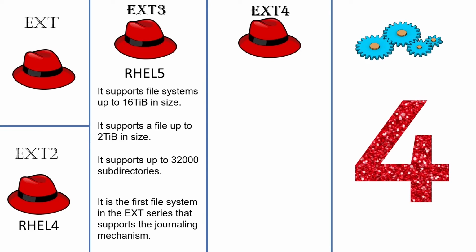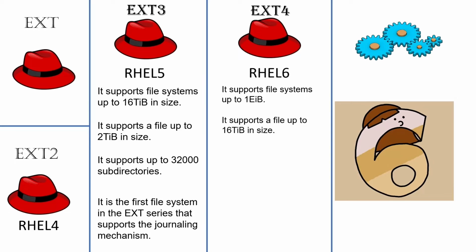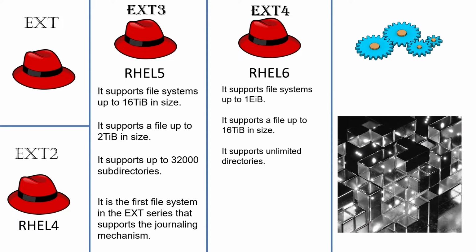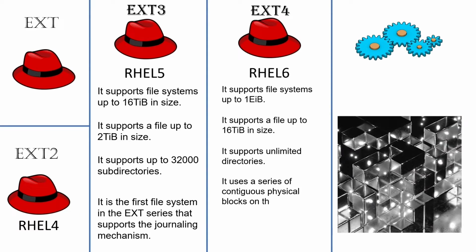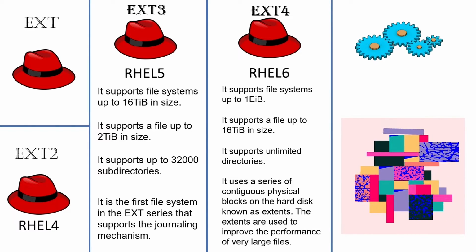ext4 is the fourth generation of the ext file system. This was the default file system in RHEL6. It uses a series of contiguous physical blocks on the hard disk known as extents. The extents are used to improve the performance of very large files.